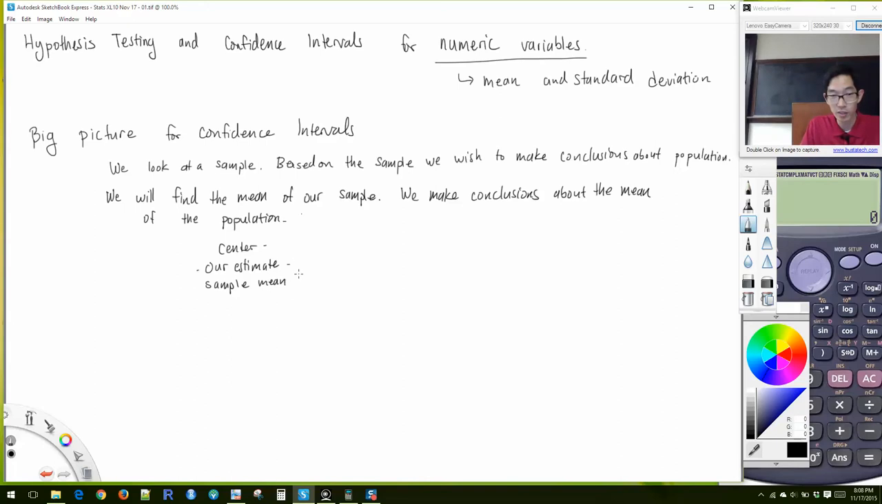And our sample mean is what symbol? X bar, right? Okay, and then so our confidence interval is always in the form of our center, our estimate, plus or minus what? The margin of error. Okay. And the margin of error is made up of two parts. And what are those two parts? A critical value times the standard error.